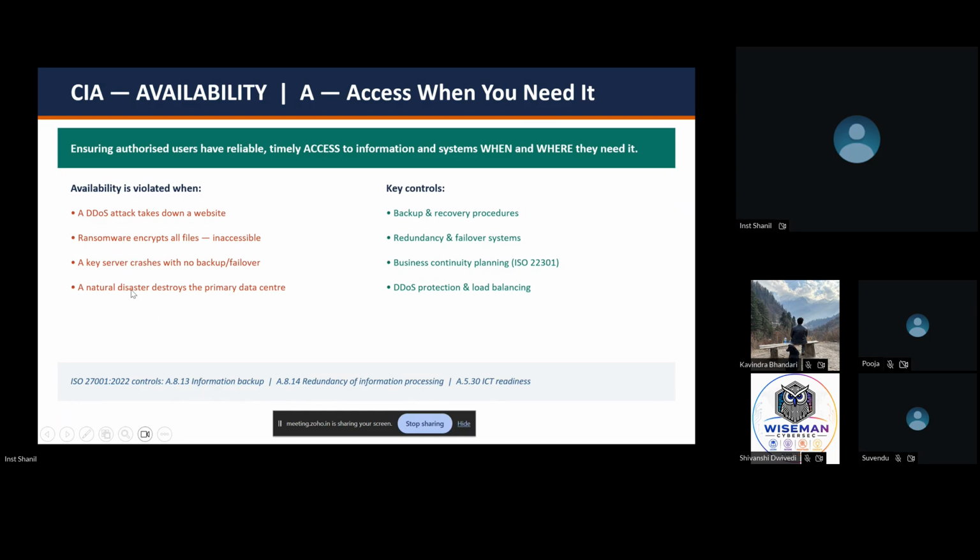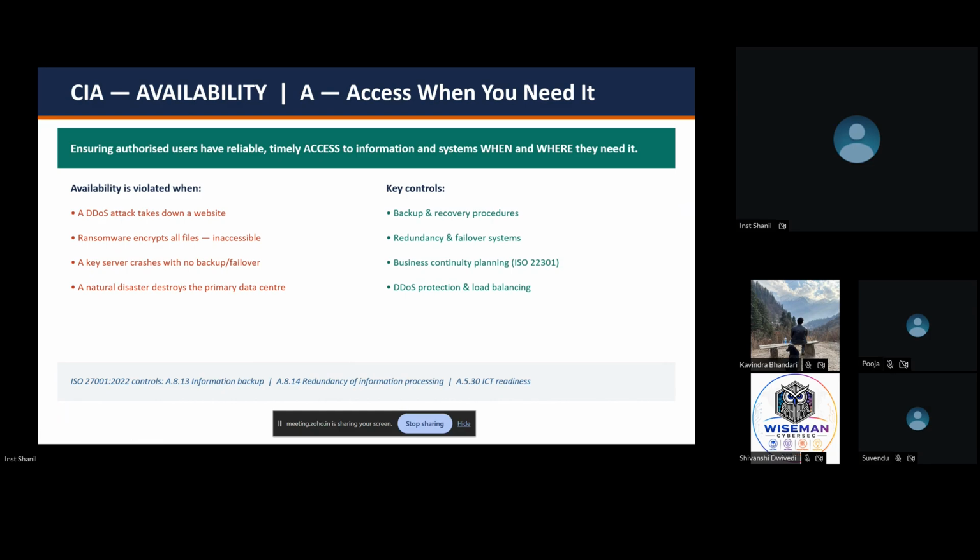A natural disaster like an earthquake or tsunami destroys the primary data center. You can have the control around denial of service protection and load balancing. So if you're not able to access a particular server due to load failure, since there is a natural disaster, you should always have load balancing so that your server load gets shifted to your backup servers. That's how you can maintain continuity of your business in the event of a natural disaster.